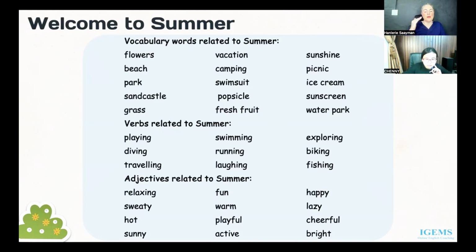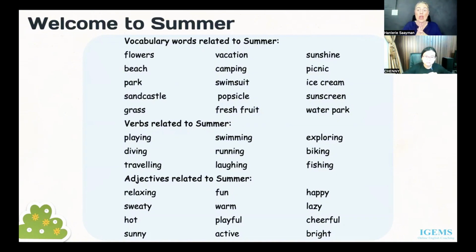And then can you read for us the adjectives related to summer? Relaxing, fun, happy, sweaty, warm, lazy, hot, playful, cheerful, sunny, active, bright. Okay, so Jenny, are there any of these words that you don't understand? Do you know what they all mean? I know what they all mean.